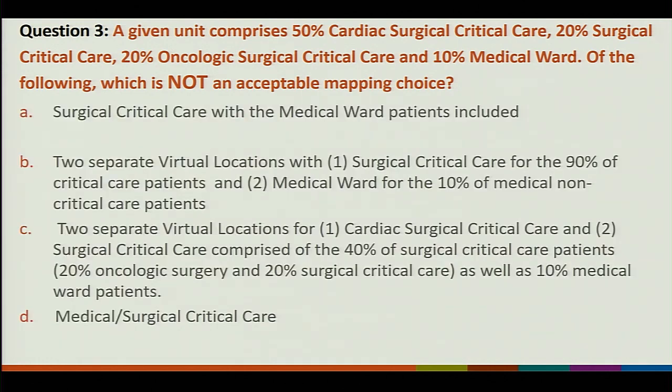A, surgical critical care with a medical ward patients included. B, 2 separate virtual locations with 1 surgical critical care for 90% of their critical care patients, and the second one being the medical ward for 10% of the medical non-critical care patients. So those are your ward patients. Option C is 2 separate virtual locations for 1 cardiac surgical critical care, and number 2, surgical critical care comprised of the 40% of surgical critical care patients. Those are your oncology surgery and just your general surgery critical care patients, as well as the inclusion of the 10% of the medical ward patients. And finally, the last option, D, is a medical surgical critical care unit.